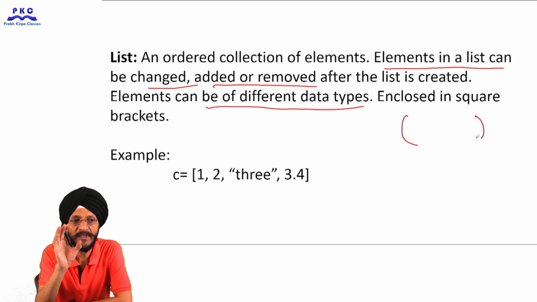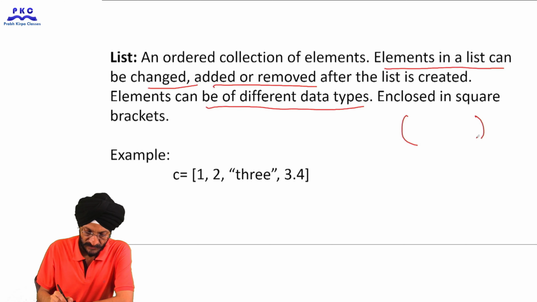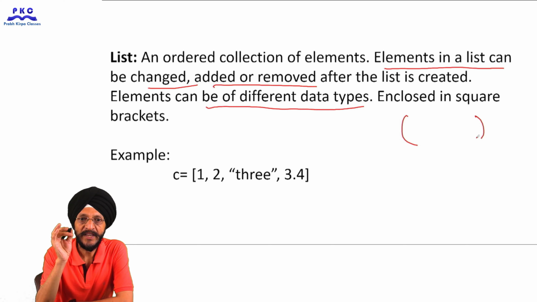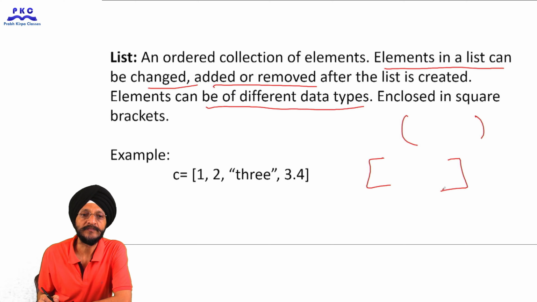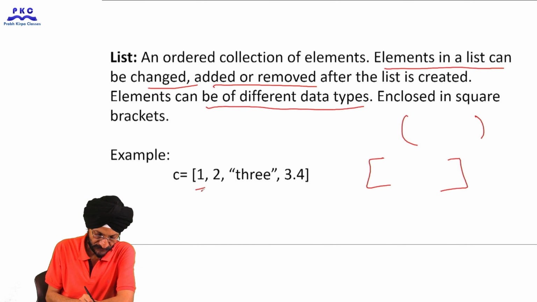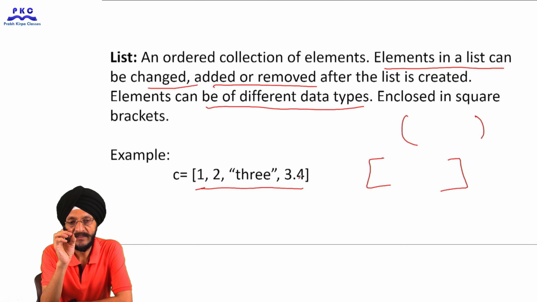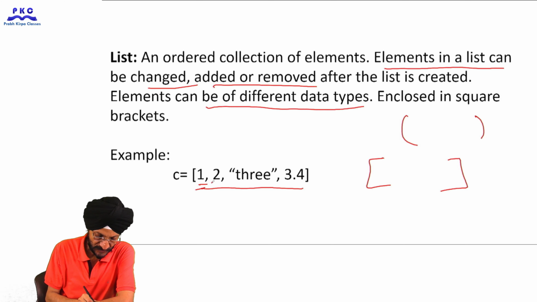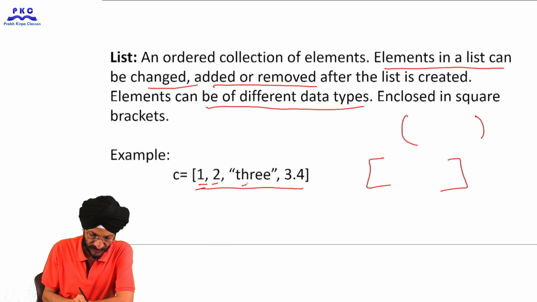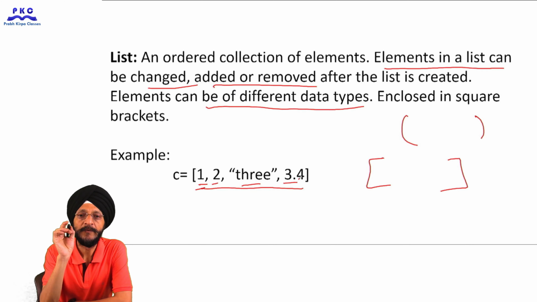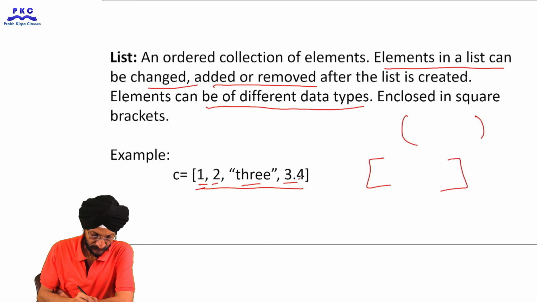In a tuple, we enclose all the elements in parentheses. But in the case of lists, elements are enclosed in square brackets. Here you can see these are the elements 1, 2, 3 and 3.14. This is an integer value, this is a string, this is the floating value, and these are enclosed in square brackets.